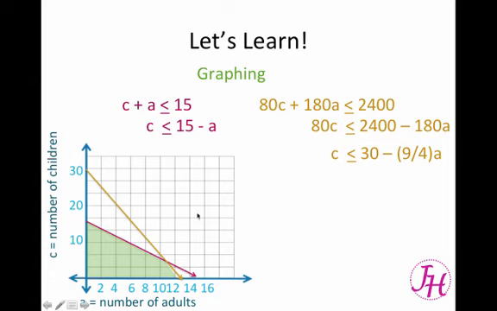So we could have various points, such as 0 adults and 10 children, 2 adults and 10 children, 4 adults and 10 children, 2 adults and 8 children, and so on and so forth. All of the points included in this shaded region would satisfy both of these inequalities.